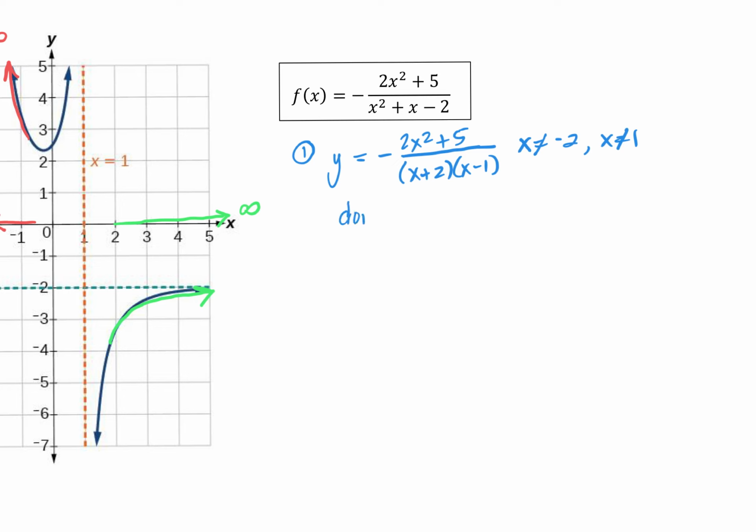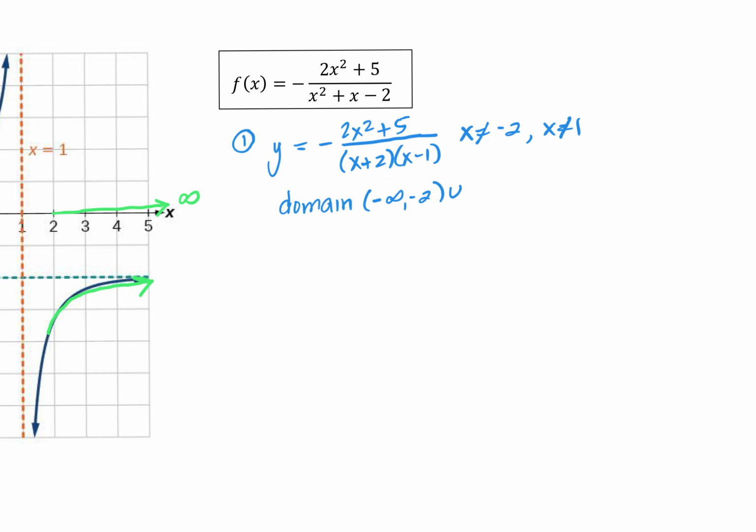And I'm going to write down the domain. The domain is going to be everything except -2, so negative infinity to -2. So remember, when you write down in interval notation, you're going from small to large. Union, we could pick anything from -2 to 1. Union 1 to infinity. So that's my domain.